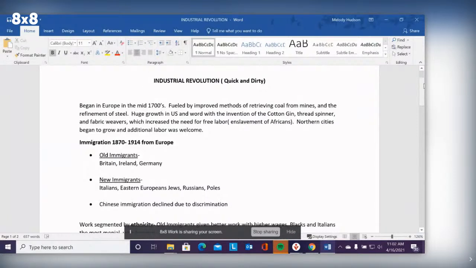There was huge growth in the U.S. and the world with the invention of the cotton gin, which was a machine that made it easier to separate the cotton from the seeds, I believe. And so that invention, which happened in the late 1860s, made it so that more cotton could be harvested, shipped to the north, shipped to Europe, and the world exploded.